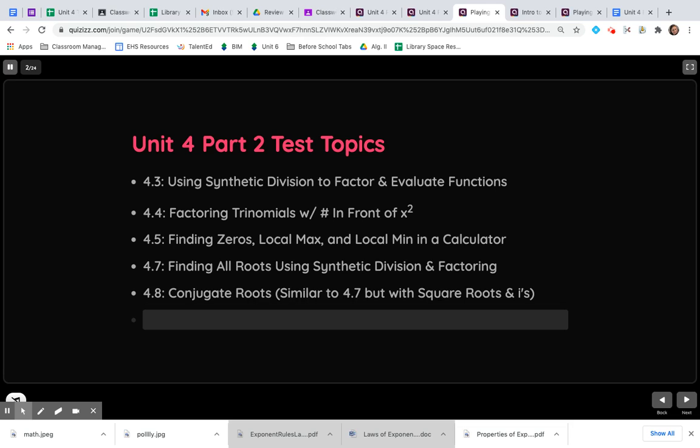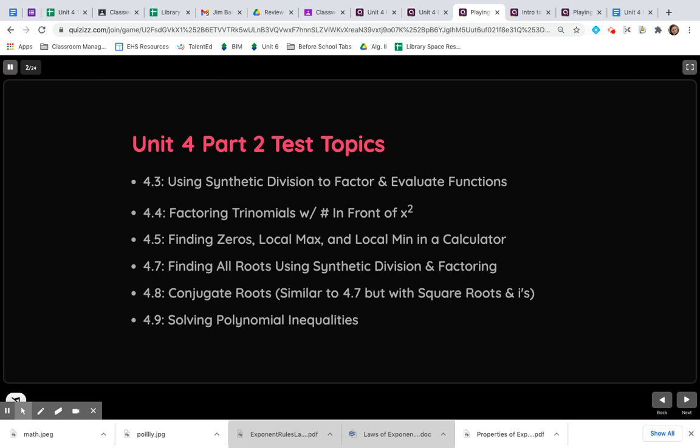And then 4.8 is, we already talked about this on the first part. It's when you get square roots and i's as your answers. And 4.9 is the inequalities. So really the only things that are new is this type of factoring, typing it into the calculator, and how to actually use synthetic division to solve the problem. We synthetically divided, but that's all we did. We stopped there.